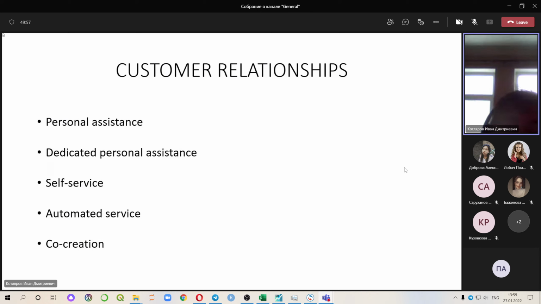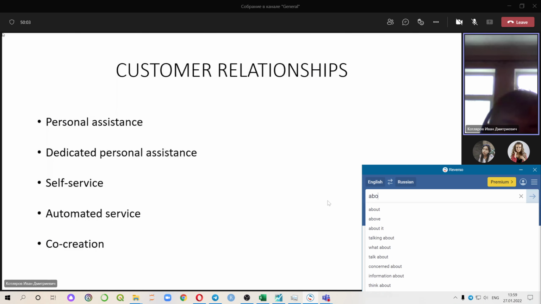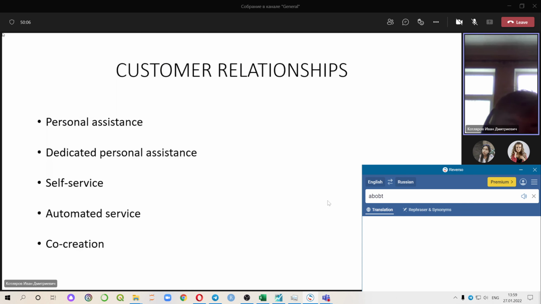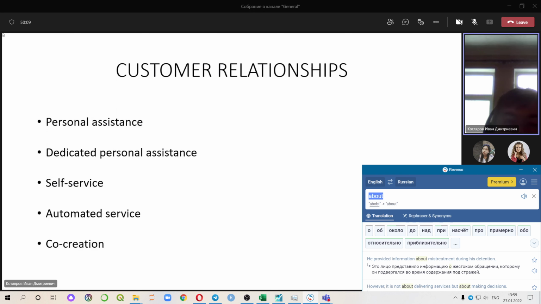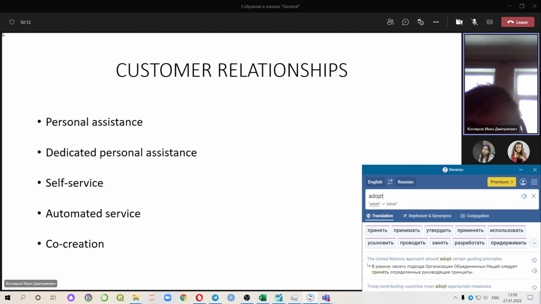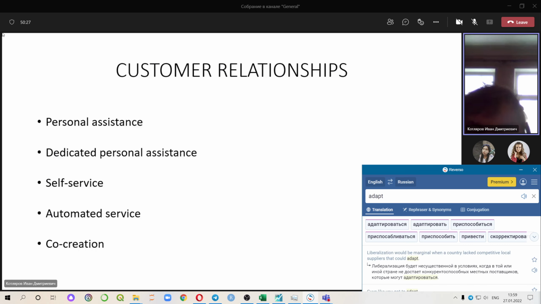In case of co-creation, customers can participate in creating the final product. So it means that customers are important as sources of ideas, as sources of resources, and so on. In this case, the company includes customers in the process of value creation. Why is it good? The company can save money on resources. We do not buy resources necessary for development of our product from external companies. We ask our customers to help us. Why not? It is a very good idea.